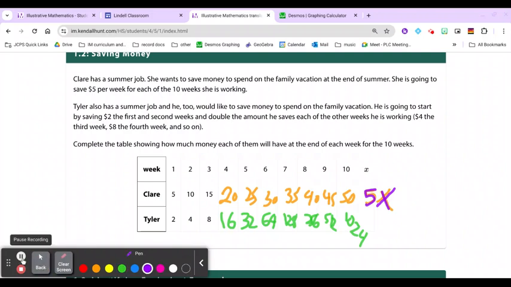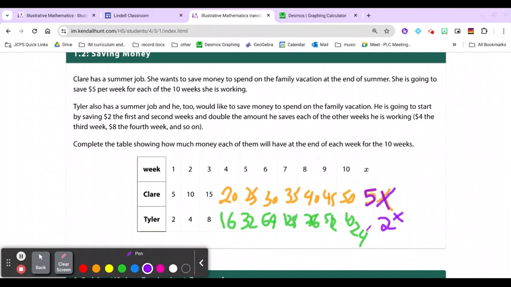And the equation for this is 2 to the x power. 2 to the first power is just 2. 2 to the second power is 4. 2 to the third power is 2 times 2 times 2, which is 8. And so on. So obviously Tyler is going to be saving a lot more money.